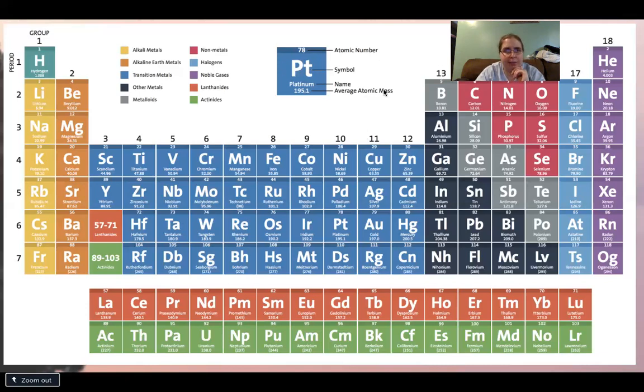The average atomic mass is looking at all possible atoms of platinum and what their average mass would be. And we'll get to that in a little bit. So here's a periodic table. As you can see, it's organized. The like colors mean that they have similar properties.